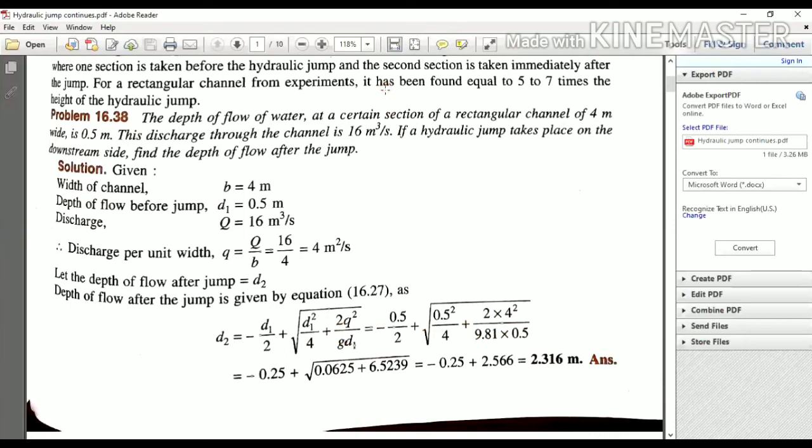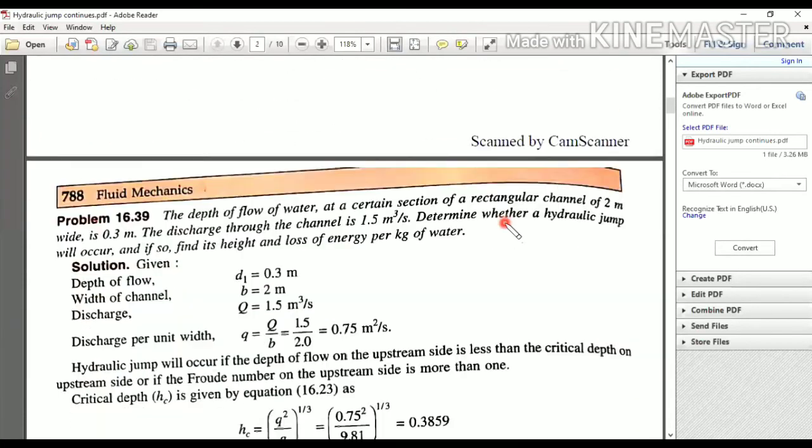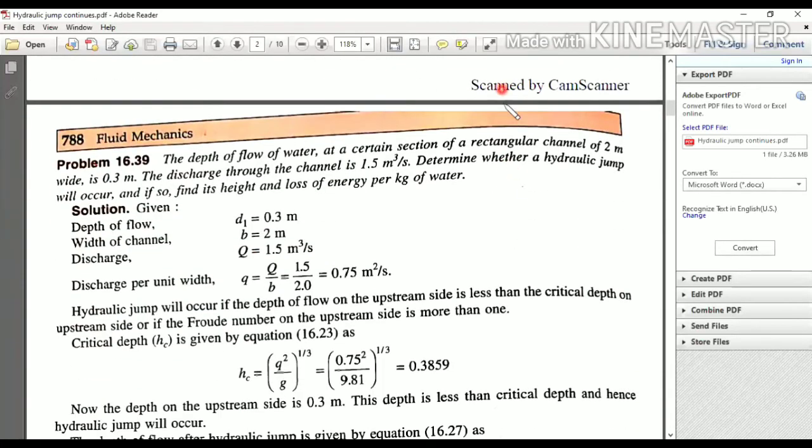So this is a very simple problem that we have come across. Now we shall see how, in different formats, different questions can be asked in our examination.